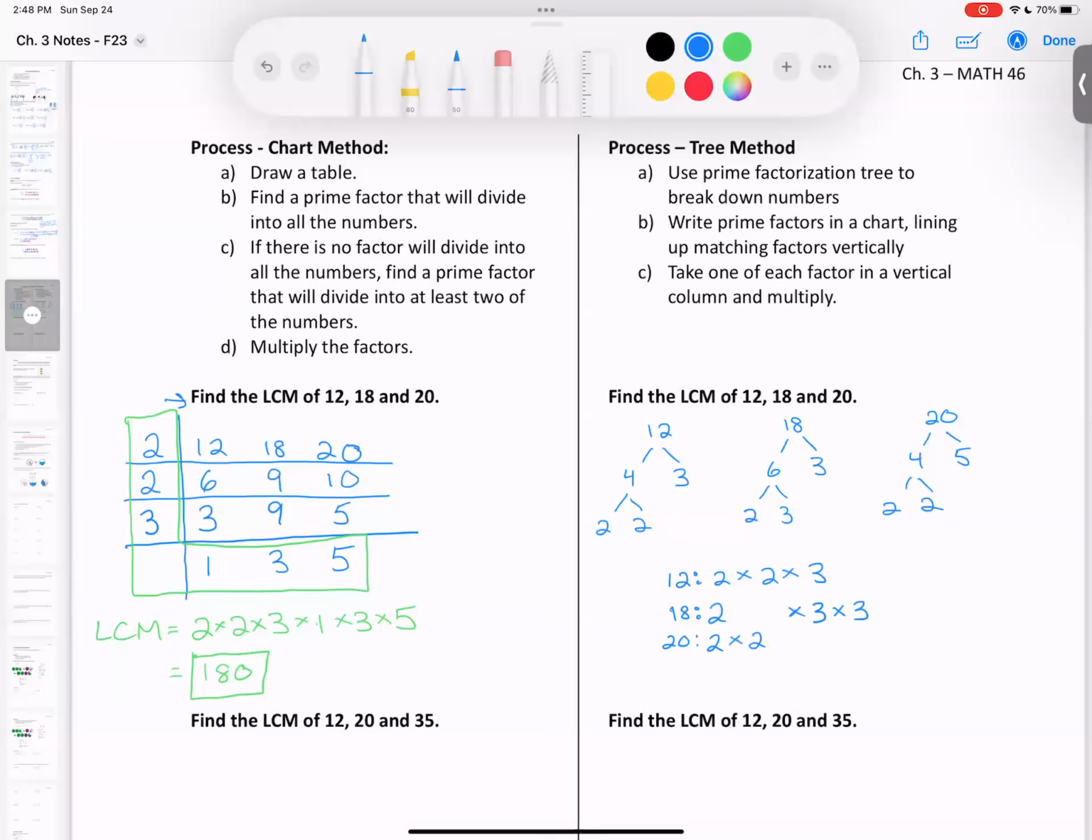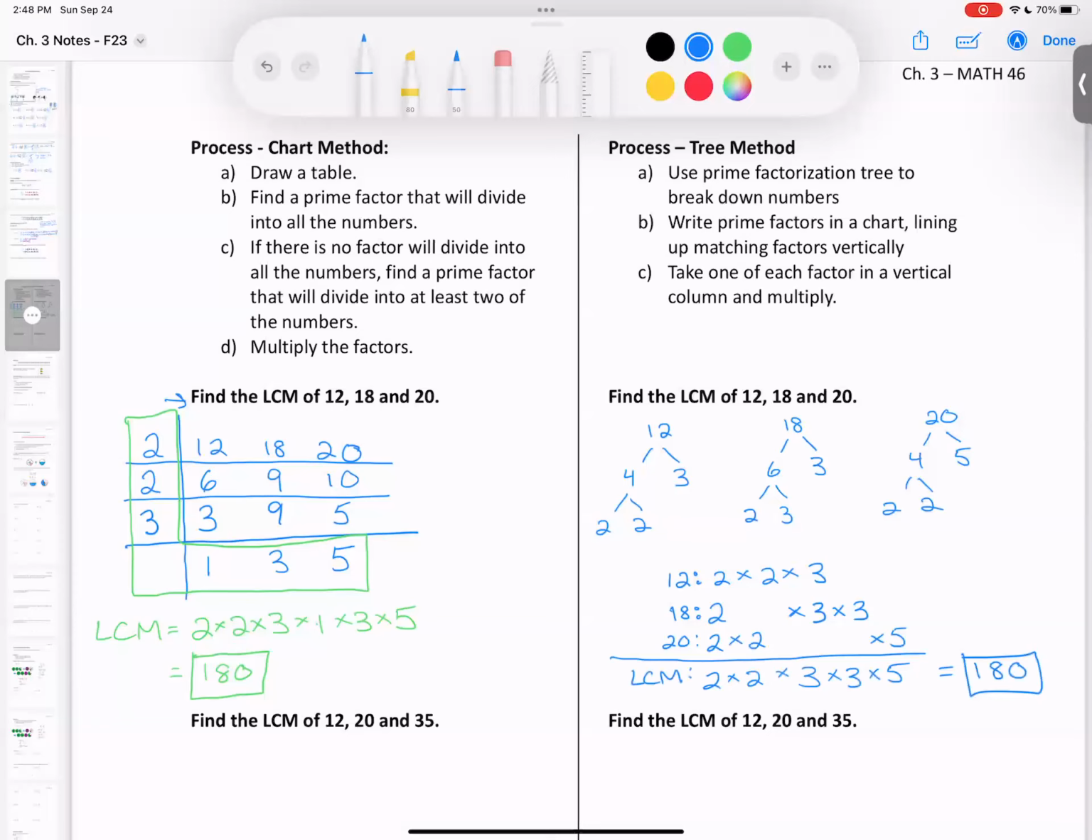And then I've got times 5, and I don't have a 5 yet, so I have to create a new column for it. Now the LCM is going to be, you're going to multiply all those columns together. So we've got a 2 times 2 times 3 times 3 times 5. And if you look, that's the same multiplication that we got for that first method. And so our answer once again would be 180.